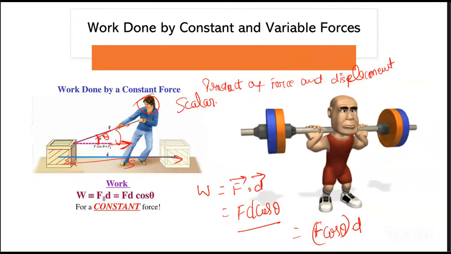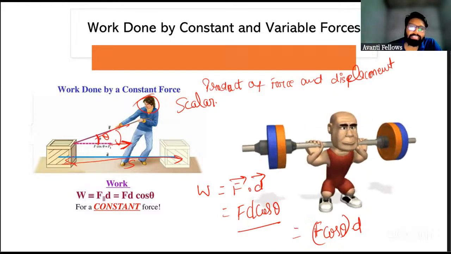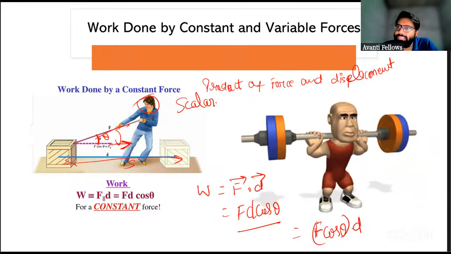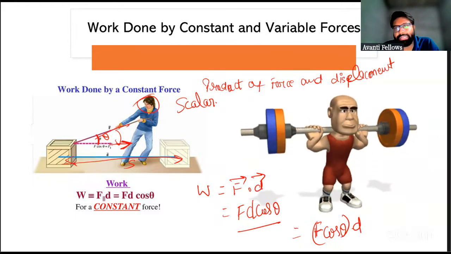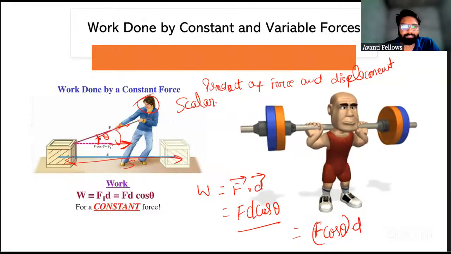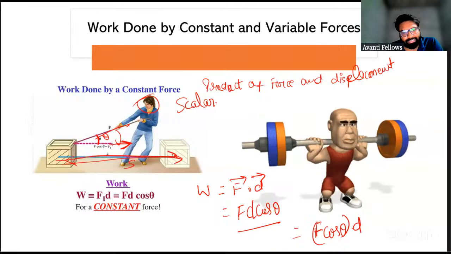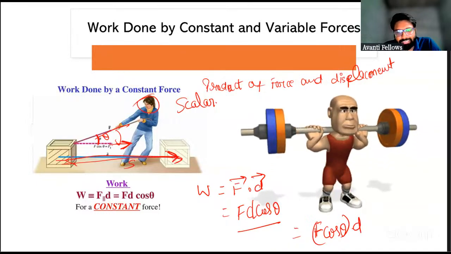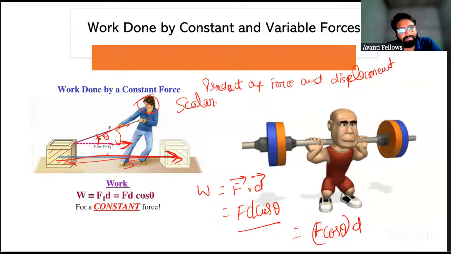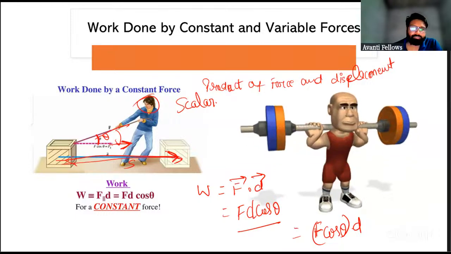Clear? So always remember this. You have to take the component which is in the direction of displacement, parallel or anti-parallel, but that particular component which is in the direction of your displacement. As you can see here, this block is being displaced in this direction, so that is why we are taking F cos theta as the component of force.